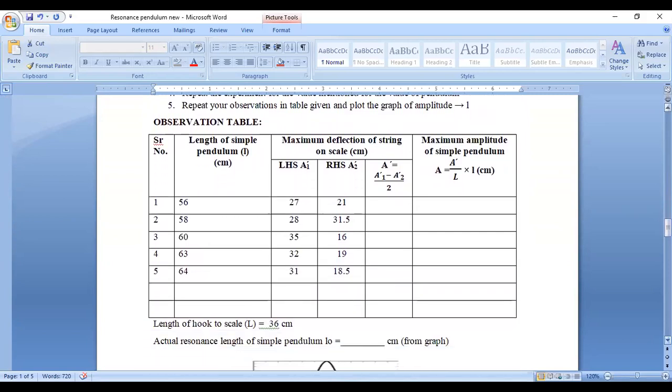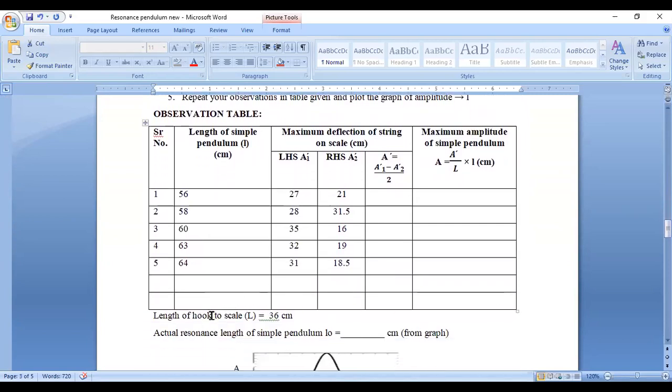Here I have given the length of hook to the scale as 36 centimeter. This is the reading I have measured. Please take this observation. Because of the pandemic, you cannot go to the laboratory, but at least you can have a feeling of performing the experiments, and you can do this calculation at your residence to have a feeling of resonance. So you take these results which I have taken.